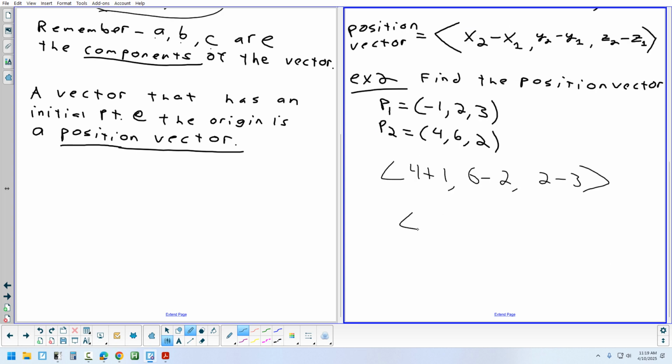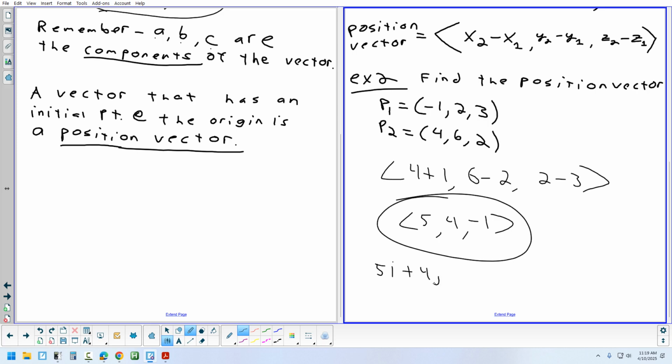All right. So what is that if we do it out? 5, 4, negative 1. That's the answer in what the book called the algebraic form of the vector. How about if you were going to write it as a unit vector? You'd stack together 5 of the i's, 4 of the j's, and negative k. Okay, either notation is correct, and you could see either type on the test. Any question on finding a position vector in 3D?